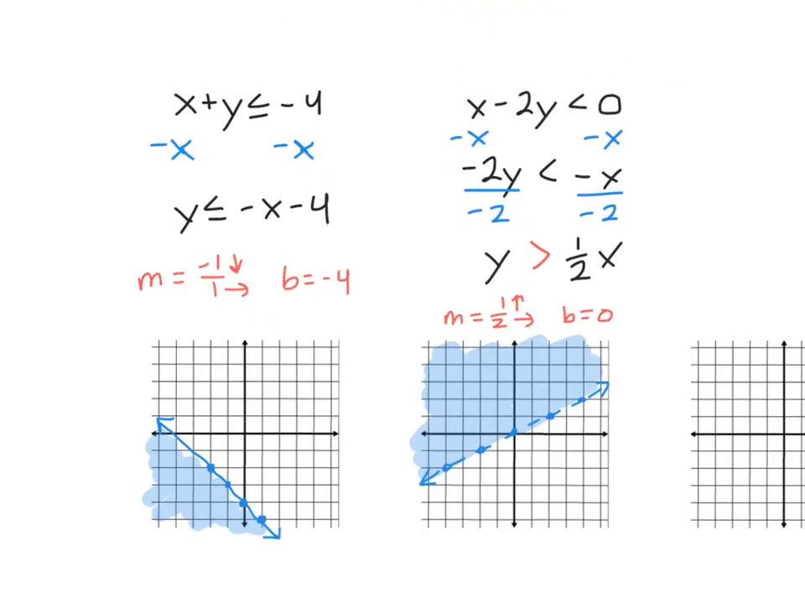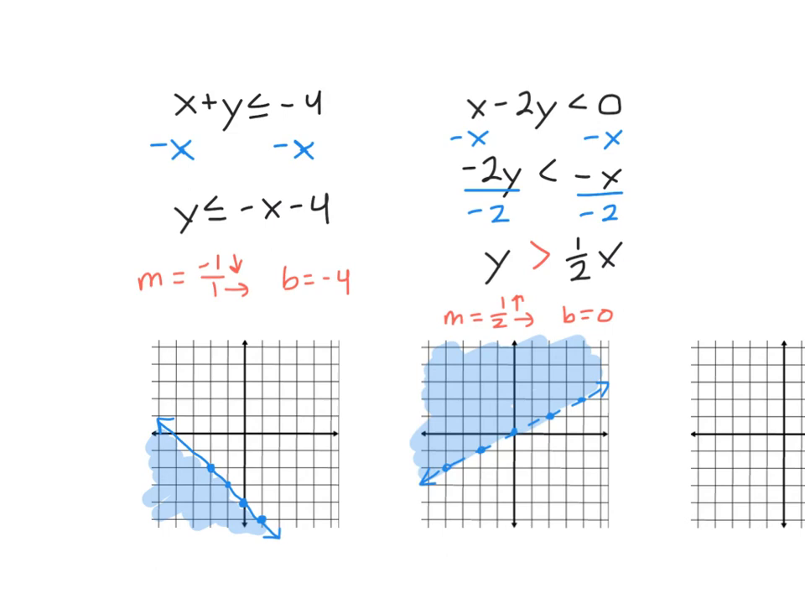So here, remember, the first thing we're going to do is rewrite it so it's in slope-intercept form. For the first example, you can do that just by subtracting x on both sides, and you have y is less than or equal to negative x minus 4. Our b value is negative 4, so that's our starting point. Our slope is negative 1 over 1, telling us to go down 1, right 1. And we use a solid line because I see or equal to, and we shade below because it says y is less than, so all of the numbers that are smaller than it.